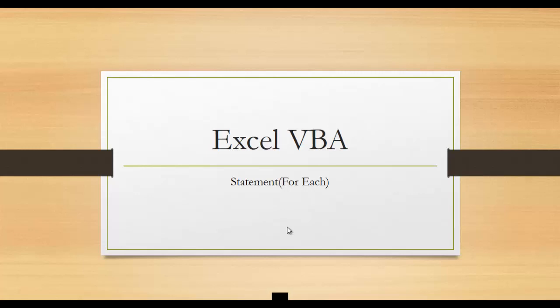So we have two types of for loop or statement, we can say. One is For Each and the second one is For Next. Why do we use For Each? For Each is used when we are not sure how many elements we have in our array or in our collection. At that time, we have to use For Each.